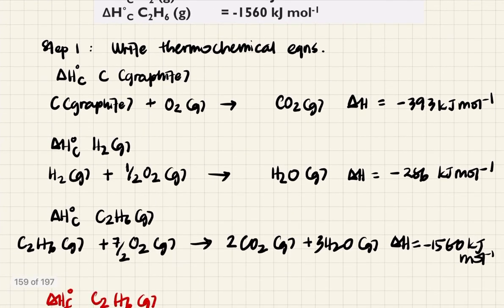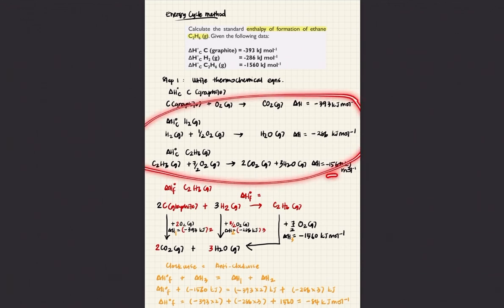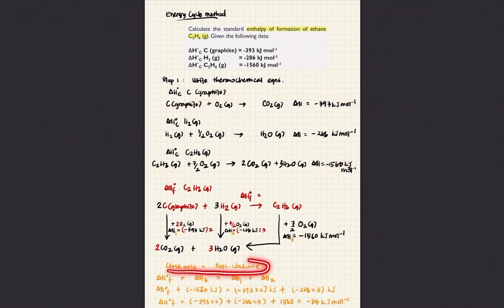So you have to make sure you know how to write thermochemical equations correctly. Remember the definitions. Per mole refers to who, and then you want to balance your equations here, and times or reverse your delta H, and then just incorporate the chemical equations into your energy cycle, and then follow this rule, clockwise equals anti-clockwise, and rearrange to find what enthalpy change you want.